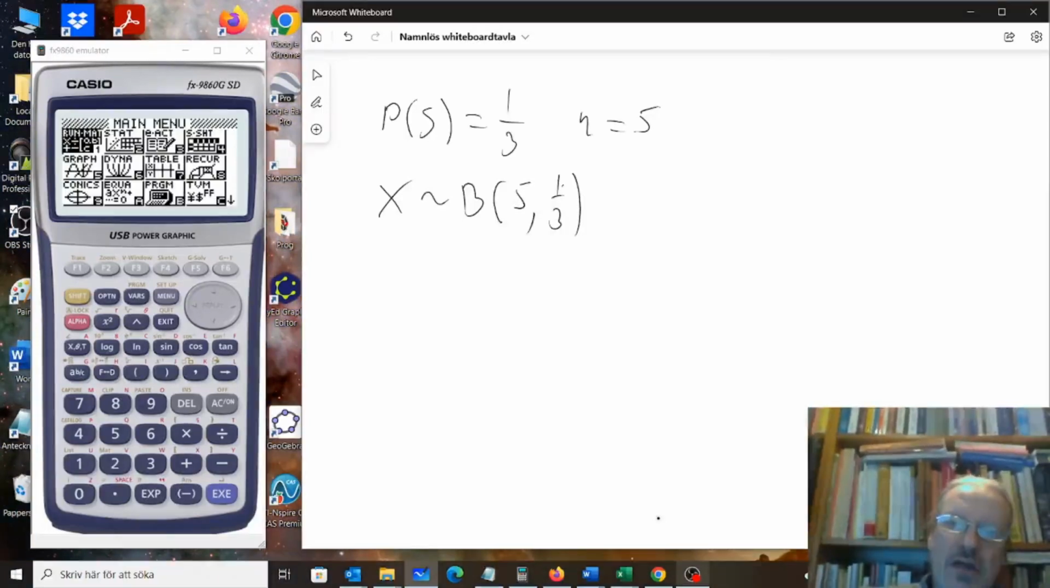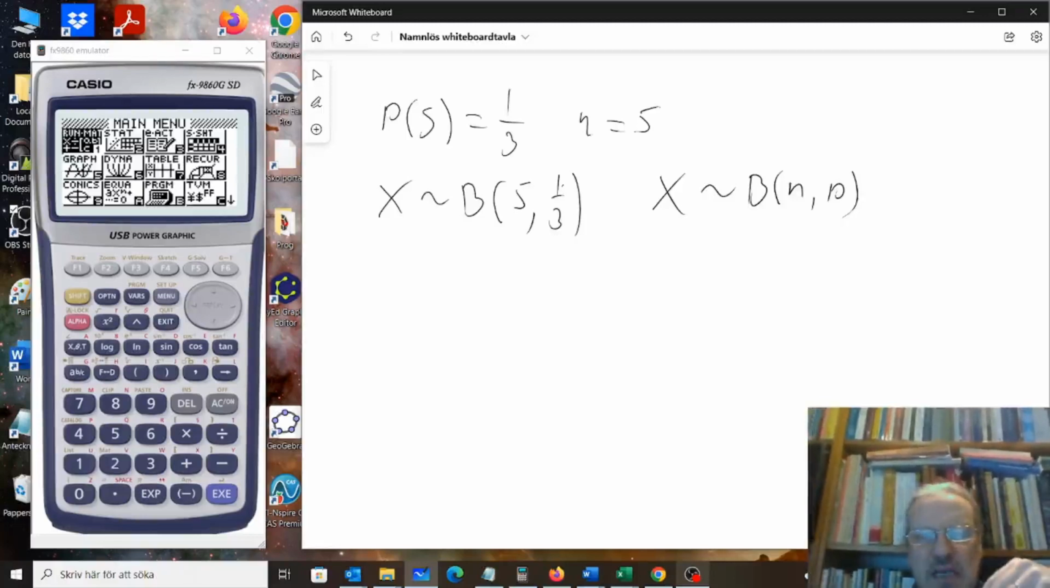So in general, a short way to say that something is a binomial distribution is to say that it is of the form: X is of the form binomial distribution, with the number of tries you write first there, and then the probability for success you write there. So this is a particular case of that. So if you see that someone says this is a random variable of that type, then we know that the first number is the number of trials and the next number is the probability.